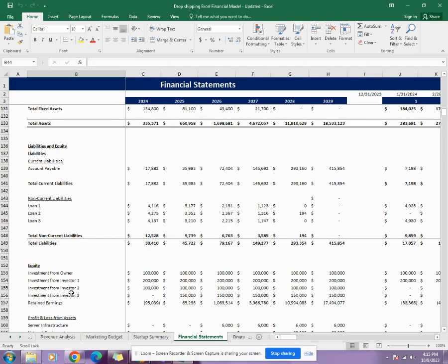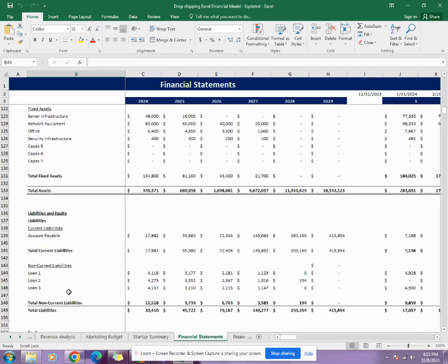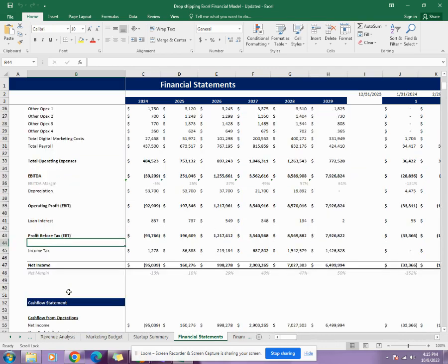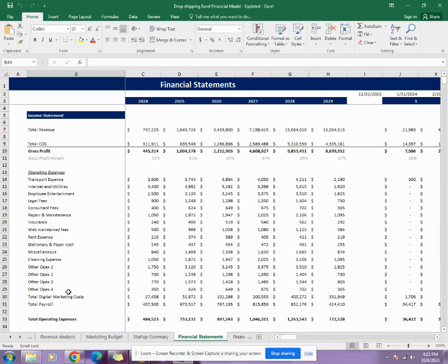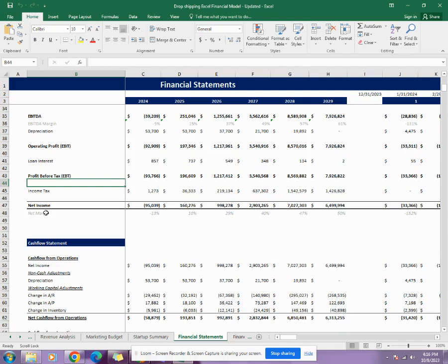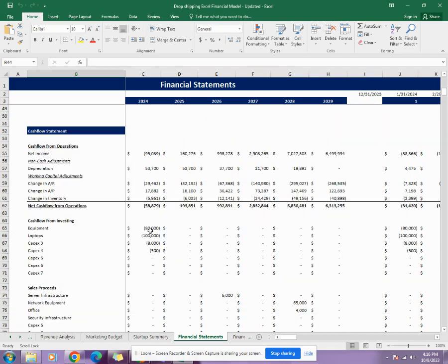Then comes the financial statements. The financial statements include the three main financial statements, which are the income statement. This tells you about the total net income generated by the business. It is based on yearly and monthly basis.